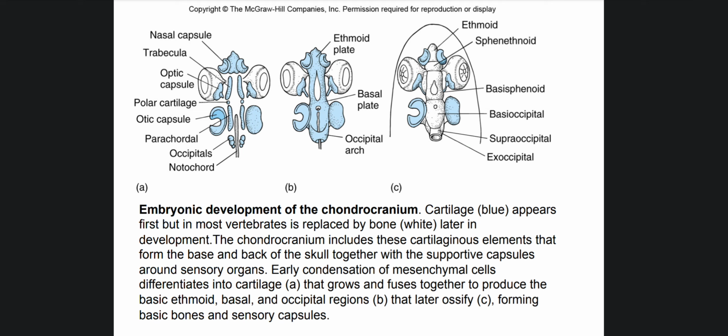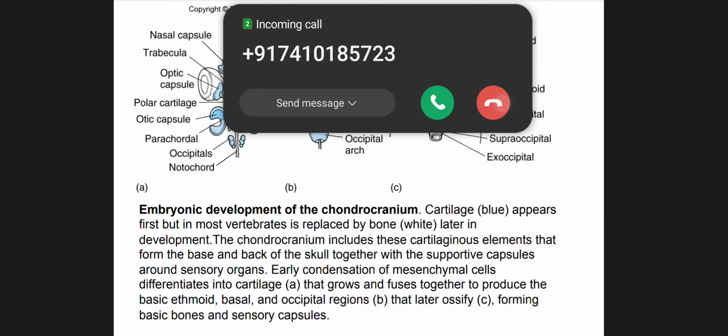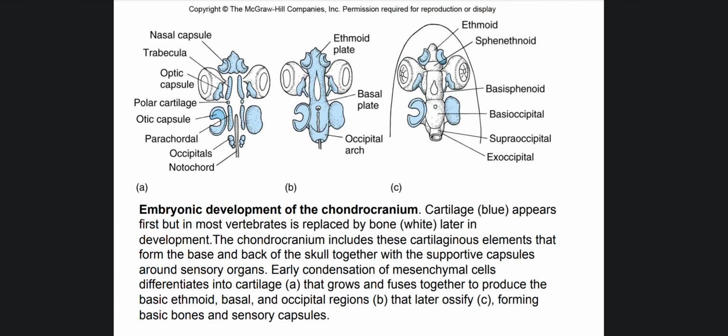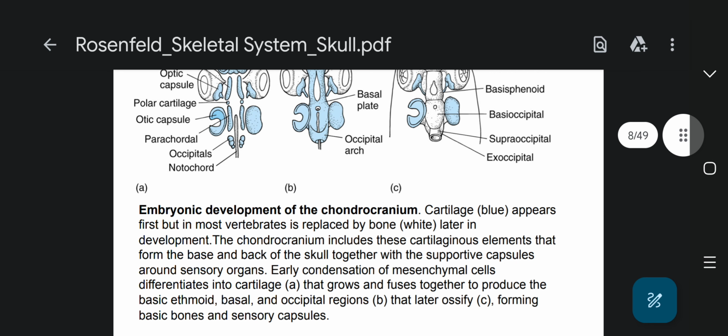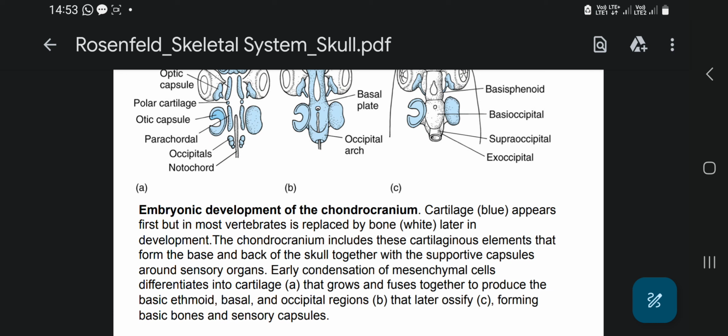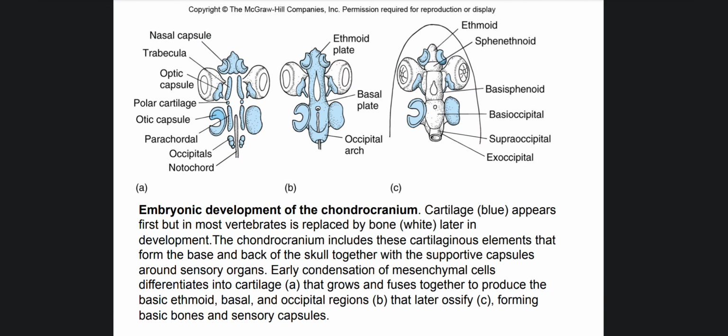And in case of B, that later ossifies and forms the basic bones, and sensory capsules. You can watch the diagrams. In case of diagram A, it grows and fuses together to produce basic ethmoid, basal, and occipital regions. So all blue colored cartilaginous structures are developed first.